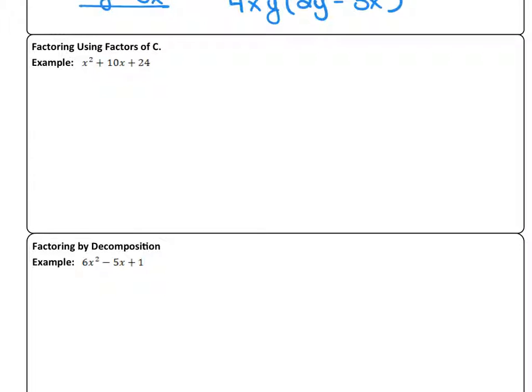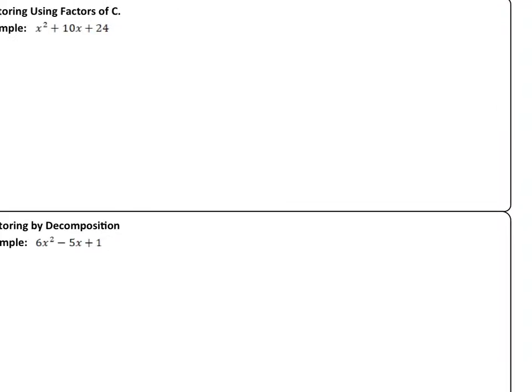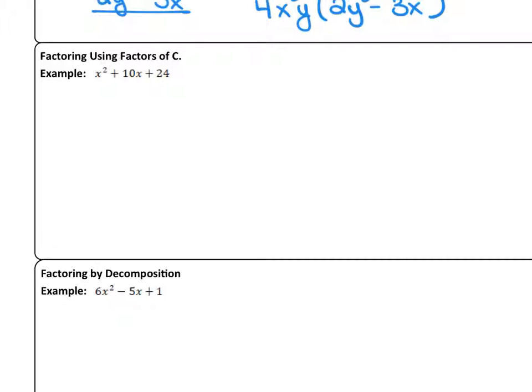Another thing to factor is what I call factoring using factors of c. When we look at the polynomial function, especially if it's a second degree, or quadratic, what I look at is the coefficients, and I label this one A, this one B, and this one C. So what we're going to do is try to find factors of C that also add up to B, which in our case is 10. So we're going to find factors of 24, but they also have to add up to 10.